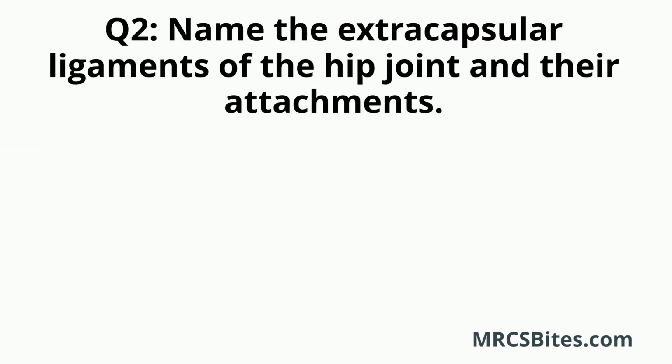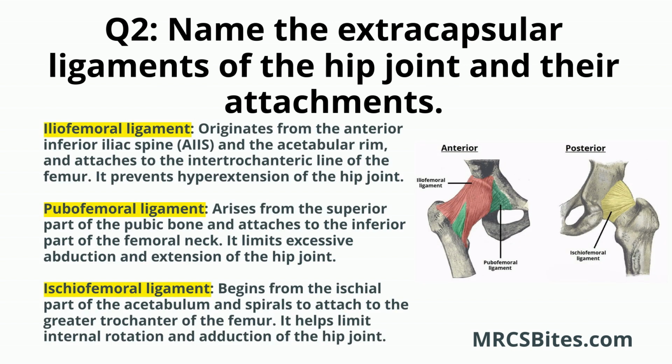Question 2. Name the extracapsular ligaments of the hip joint and their attachments. The extracapsular ligaments of the hip joint are important for stabilizing the joint. They are iliofemoral ligament, originates from the anterior inferior iliac spine, AIIS, and the acetabular rim, and attaches to the intertrochanteric line of the femur. It prevents hyperextension of the hip joint.